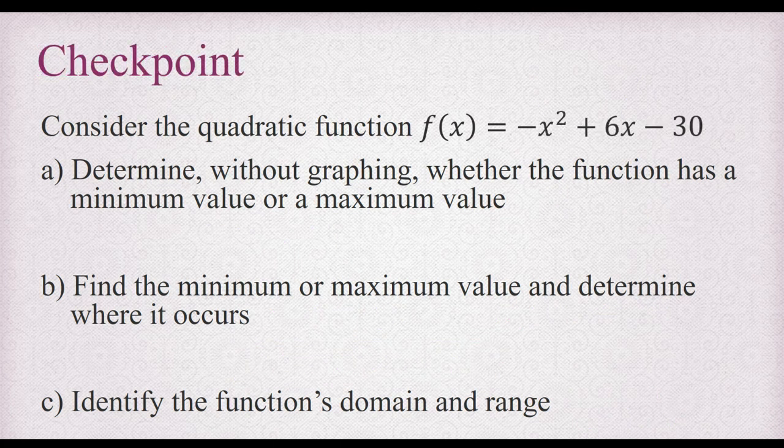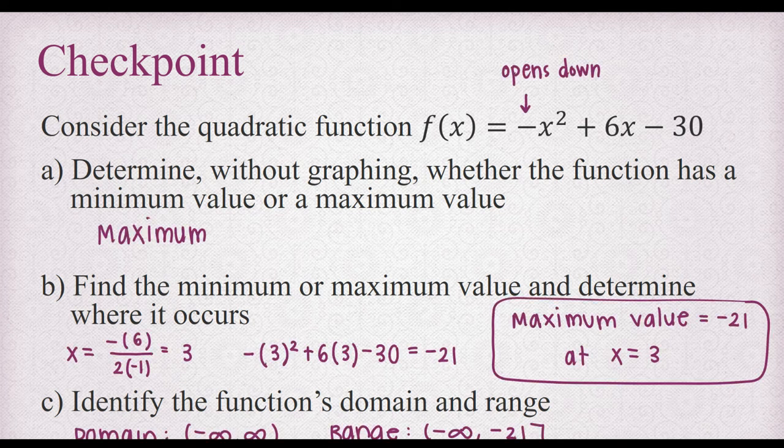Okay, so I would suggest that you pause the video and try this checkpoint problem. Okay, so hopefully we see that the graph opens down, so that means that we're going to have a maximum value. We are dealing with then negative 6 divided by 2 times negative 1 because our b value is 6 and our a value is negative 1. We get x to be 3. I substituted in 3 to get then my maximum value is negative 21, happening at x equals 3.